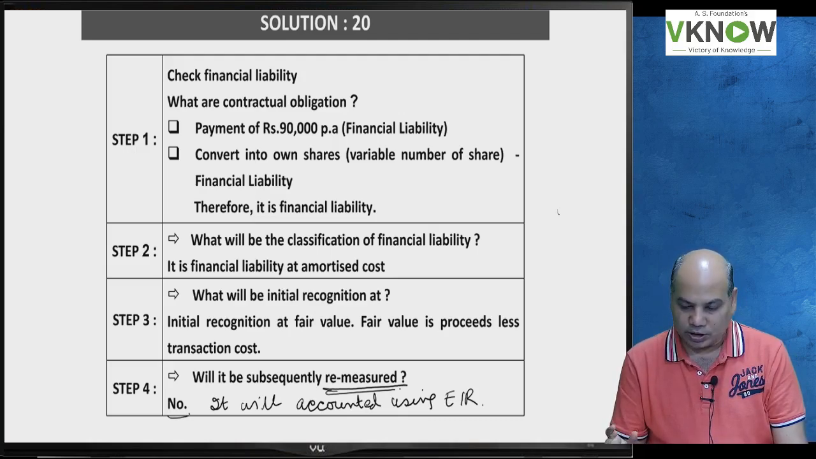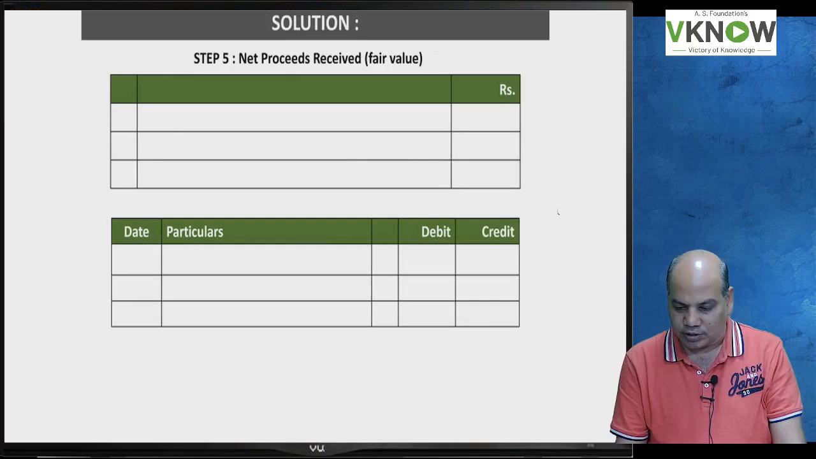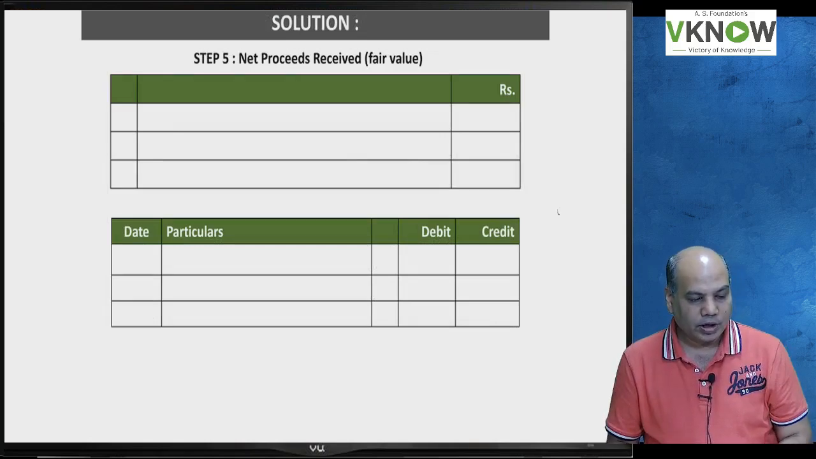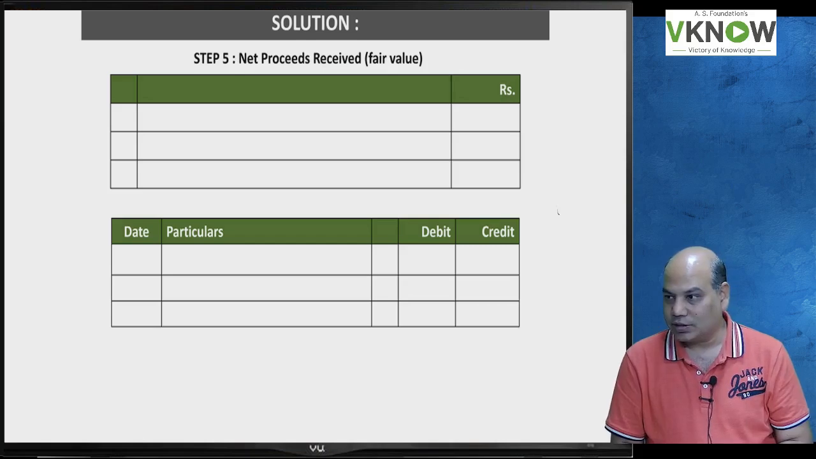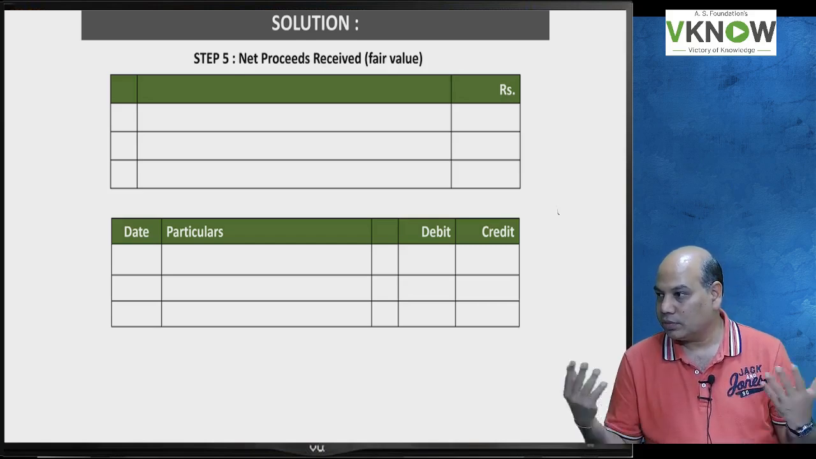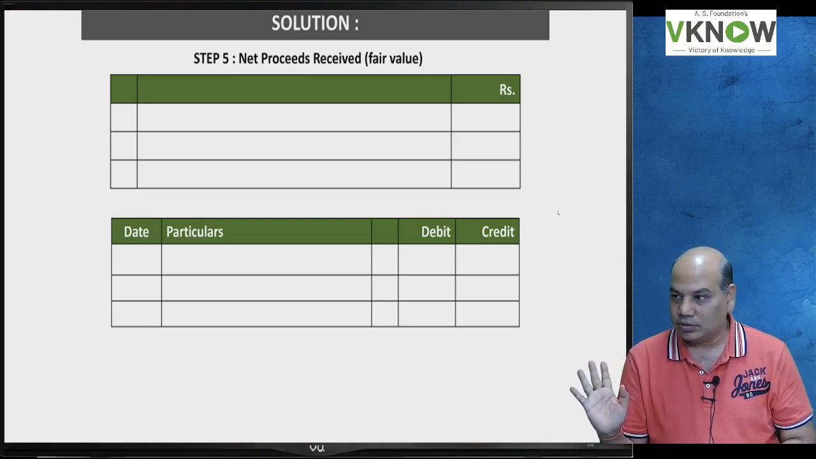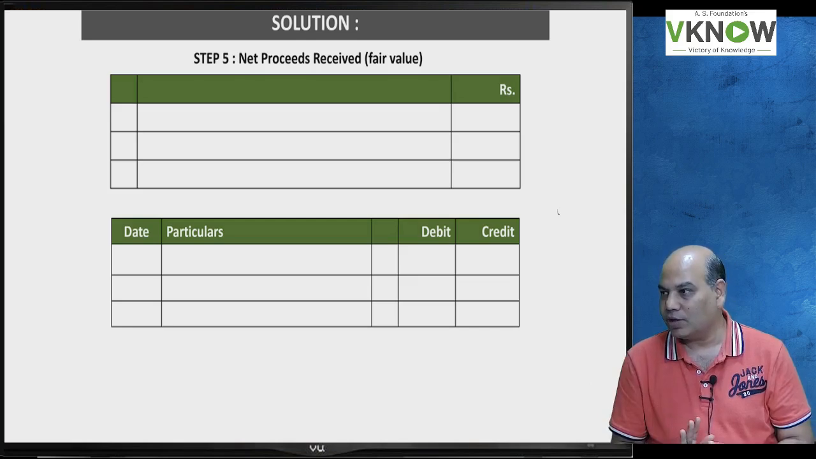So we'll see now the application. Very good question for beginner understanding the concept of amortized cost accounting. And had it been a financial asset, you will do the reverse. So step number 5 written in the book. In the exam you start from here, okay, or you can just briefly write down it is a financial liability and it will be accounted at amortized cost.